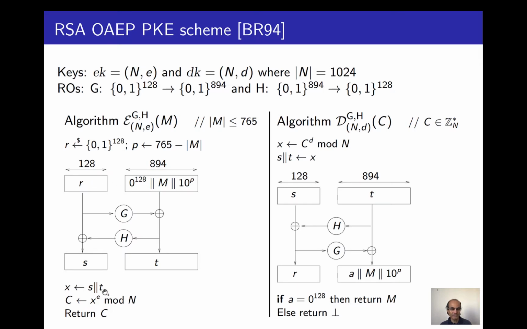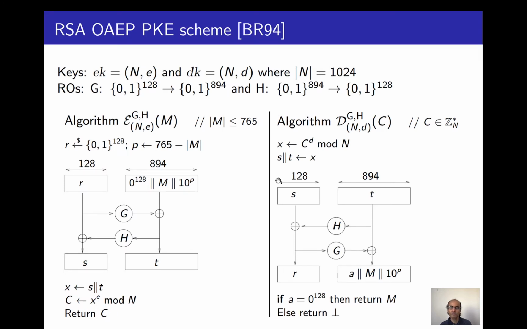Now, if we look at the string ST, it has length around 1024, and we treat it as an integer and apply RSA to it. So we raise it to the eth power mod n. Now note that all the security is effectively coming from here, because this part was all invertible. Nothing had happened there cryptographically yet. So, and that ciphertext is returned.